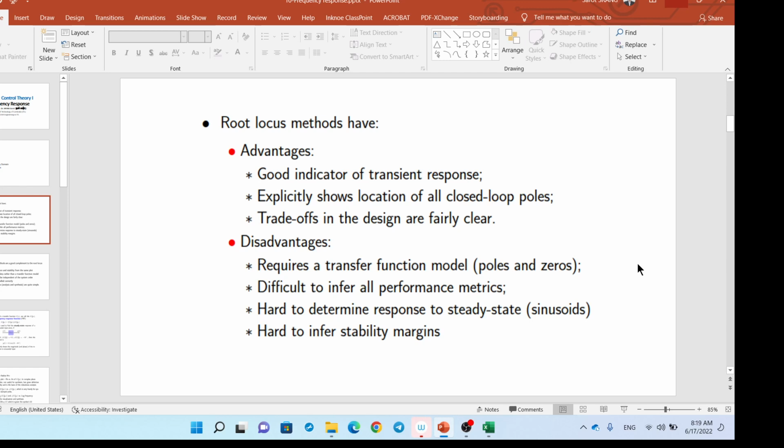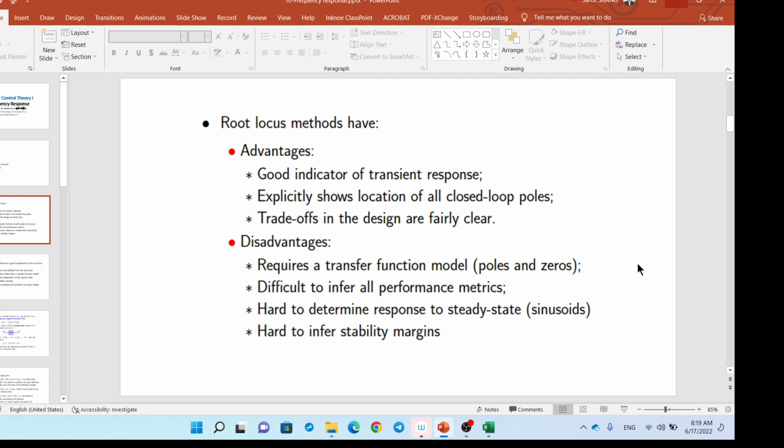And also it explicitly shows the location of all closed loop poles. Yes, it's very obvious. And trade-offs in design are fairly clear. So you can see the trade-off when you see the root locus to a certain region. It means for some systems, no matter how you find the optimal value k, you might not get the desired response. So you can see the trade-offs very clearly.